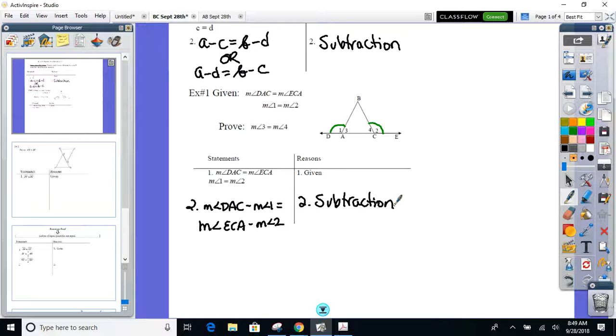That's not what I asked. Just like yesterday, I asked for angle 3 to be congruent to angle 4. But what is another name for DAC minus angle 1? Angle DAC minus angle 1? Angle 3, yep. And the same thing applies down here. ECA minus angle 2. That's the same as angle 4. And we called that yesterday substitution, yep. Okay, no big deal with the subtraction yet.